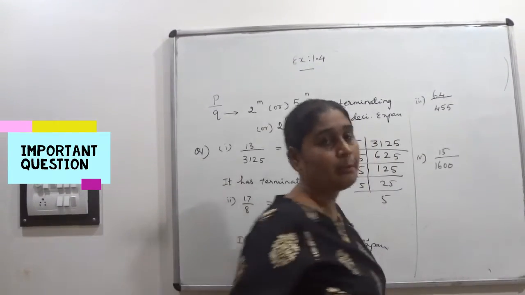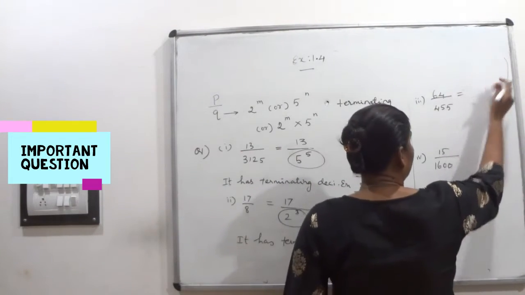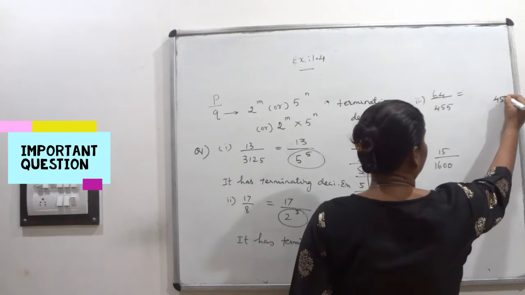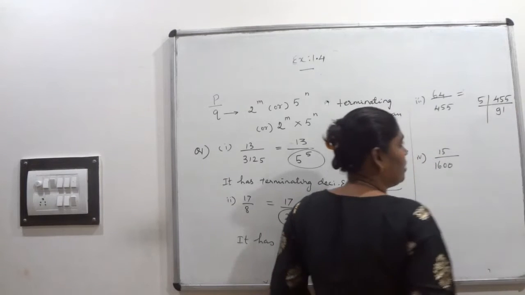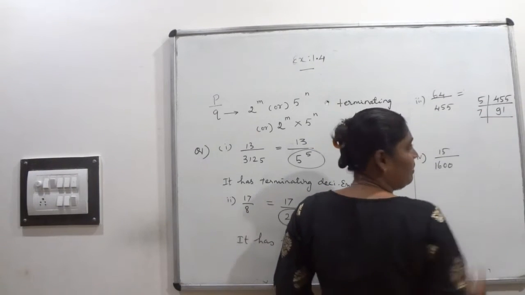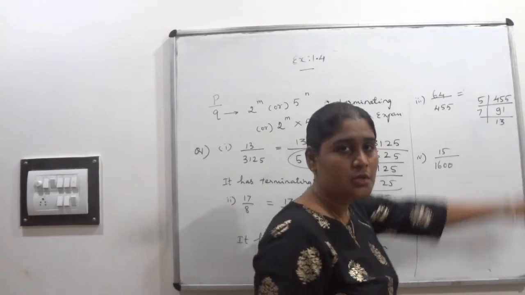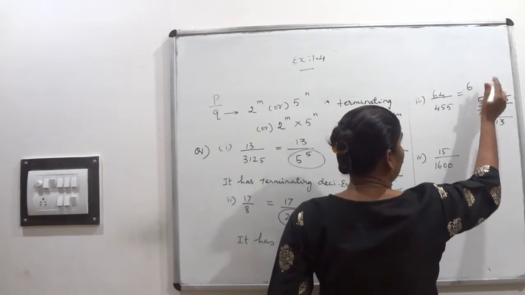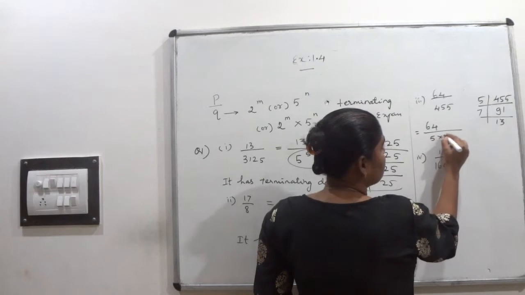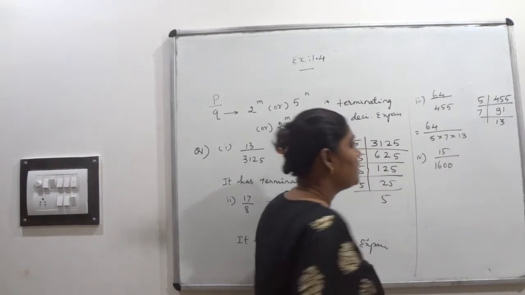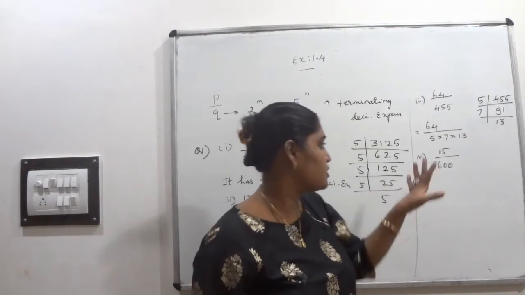See, third part, 64 upon 455. Write the prime factors for 455. It is divisible by 5, so 91 remains, and 5 occurs only 1 time. Then 91 can be divisible by 7, only 1 time, and this is 13. 13 is a prime number, so stop it. See, write it here: 64 upon 5 into 7 into 13. Check the denominator. Can it be divided by 64? No, that's why leave it.